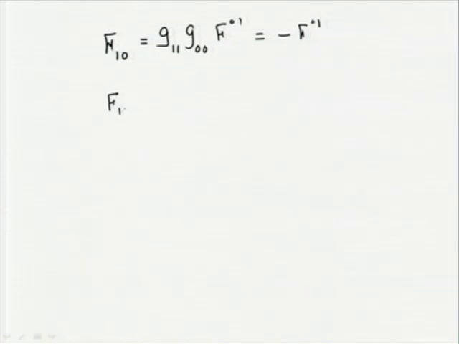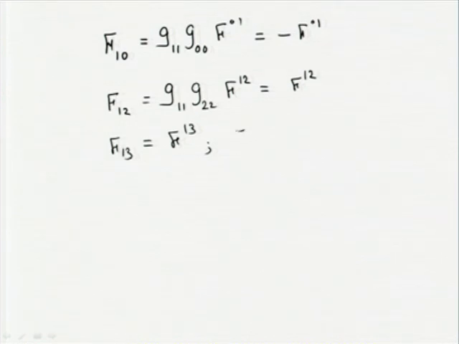For the 1, 2 element, it is G11 G22 F12, and both G11 and G22 are minus 1s, therefore together they give a plus 1, and the sign is not changed in this case. Similarly, F13 is equal to F13, and you can see that F23 is also equal to the contravariant F23.